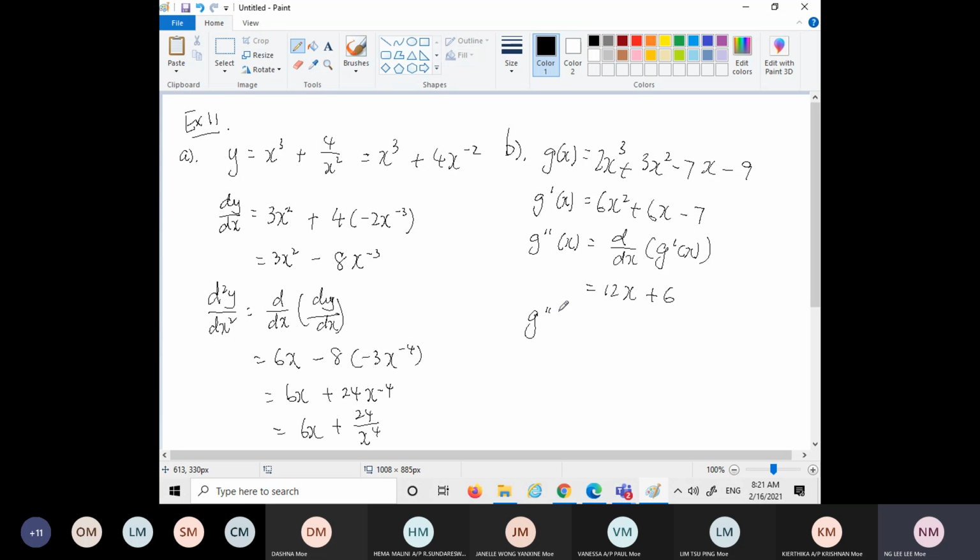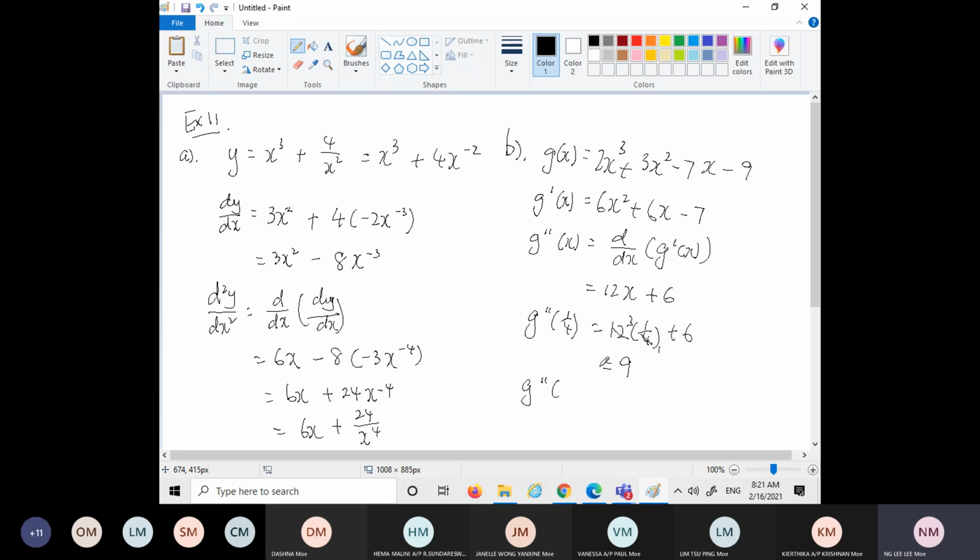Now for g double prime of 1/4, the x is 1/4. So just replace the x here with 1/4. But before you do this, remember, you must find the expression in terms of x. So 12 times 1/4, which is 3, plus 6. So the answer is 9.